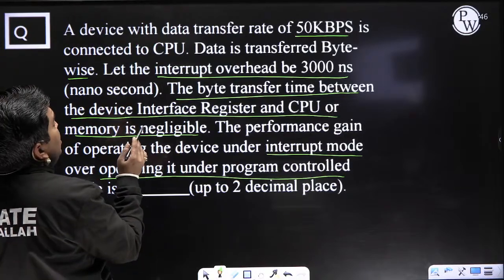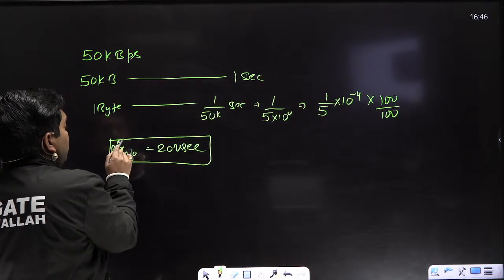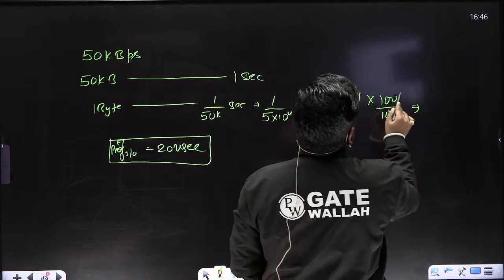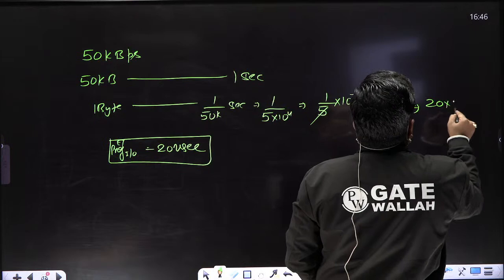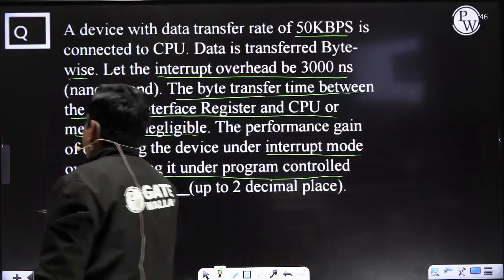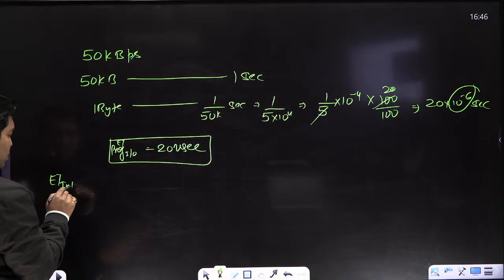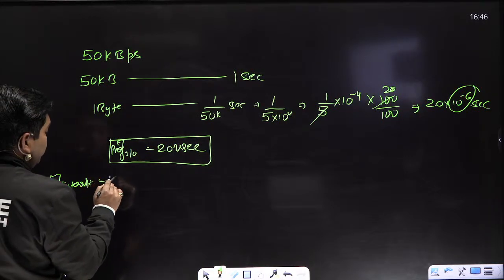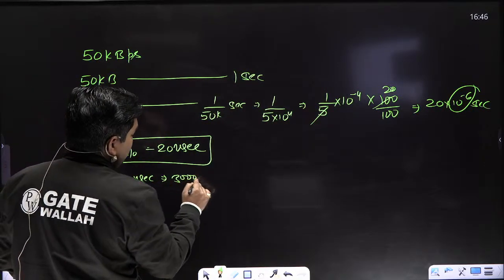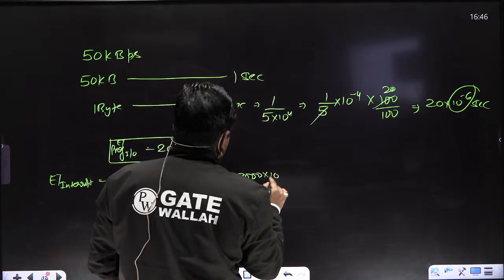In programmed IO, the execution time is 20 microseconds. How do we get 20 microseconds? You will cancel this, 20 into 10 raised to power minus 6 second. So minus 6 becomes micro. And in interrupt driven IO it is mentioned 3000 nanoseconds. So we can write 3000 multiplied by 10 raised to power minus 9.